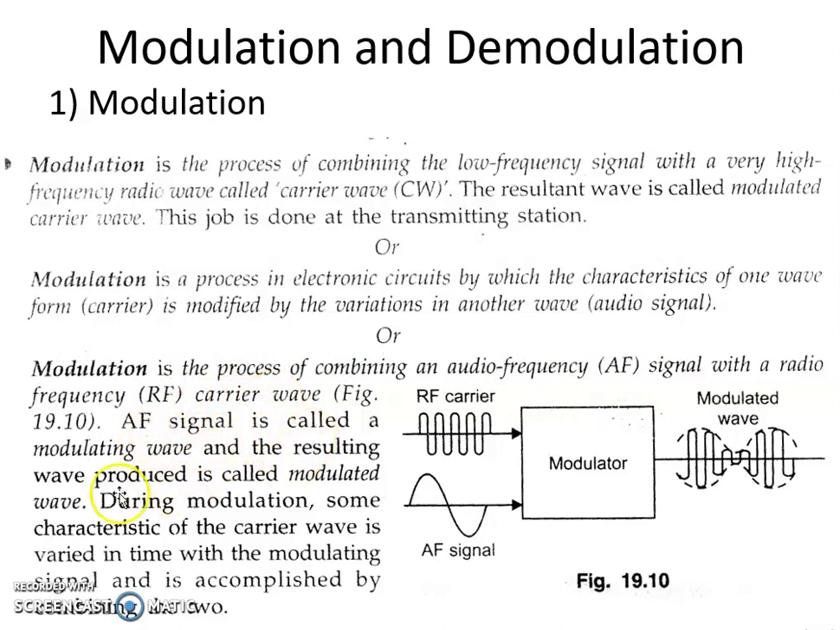Now the AF signal is called the modulating wave. As shown in this block diagram, this is the audio frequency signal which is to be modulated, and this AF signal is called the modulating wave. The resultant wave produced after modulating is called the modulated wave. During modulation, some characteristics of the carrier wave are varied in time with the modulating signal, and it is accomplished by combining these two signals, that is the AF signal and the RF signal.